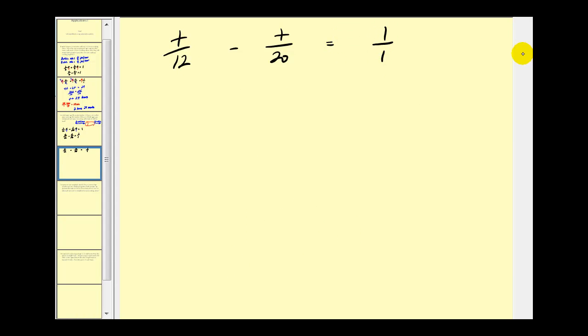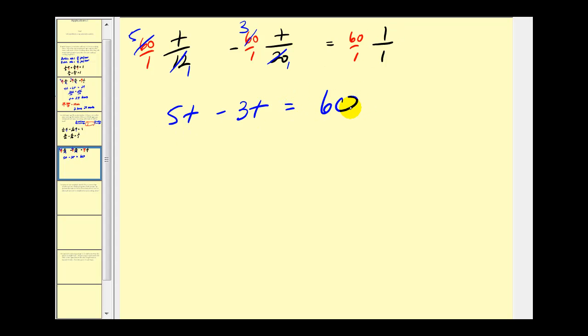We're going to multiply every term by the LCD. Well, the least common denominator of 12 and 20 would be 60, so we'll multiply each term by 60 over 1. This should clear our denominators. Simplifying here, we'd have a 1 and a 5, that would be 5t. Here we're going to have a 1 and a 3, so we have minus 3t equals 60. Again, the result is a very straightforward equation to solve. We have 2t equals 60, dividing both sides by 2. The time is 30 hours.